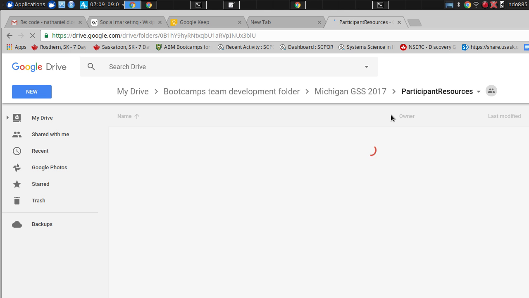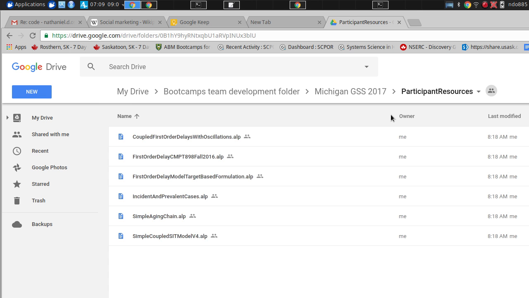Okay, I guess most of us are on the slow connection, so it's taking its pretty time. There's going to be a list of models here. These are what are called ALP files. That stands for Any Logic Project files. And if you want to download them through here, there's just a tiny bit of finesse required, depending on the browser.